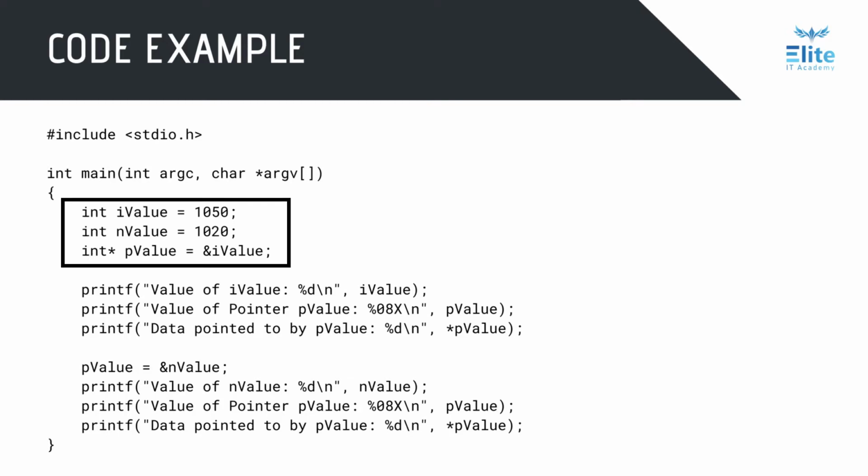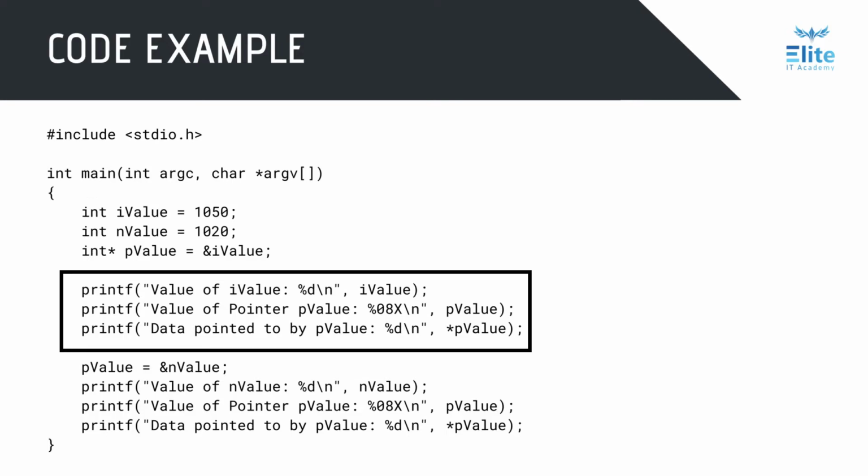We first declare two integer variables iValue and nValue and initialize both of them with integer values. An integer pointer variable pValue is declared and first initialized with the address of iValue. The three printf statements following it display the values of iValue, pValue in hexadecimal, which is the address of iValue, and the integer value pointed to by pValue, which is the same as iValue.